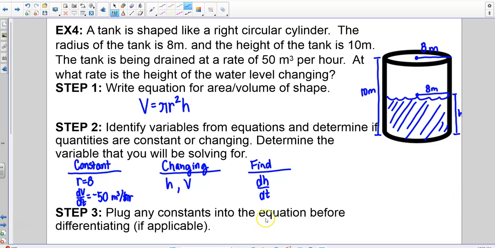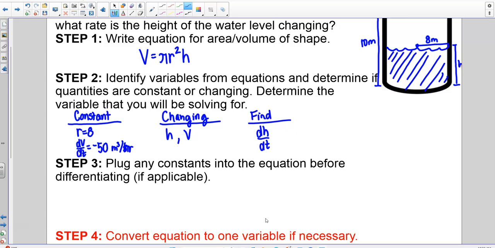So step 3 is a piece that we did not use on the notes we were doing yesterday, right? We did not do this. But we have a constant value right here that stays the same no matter what, that can be plugged into the equation before we take the derivative. Okay? So, plug any constants into the equation before differentiating, if applicable.